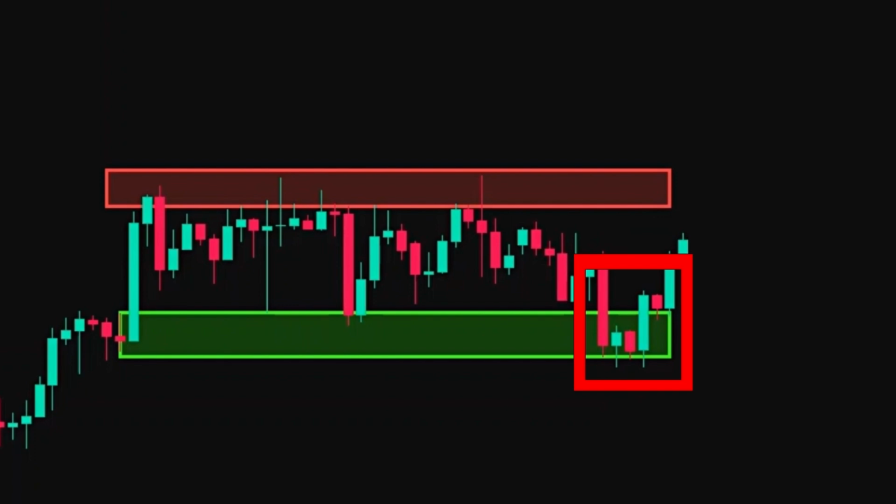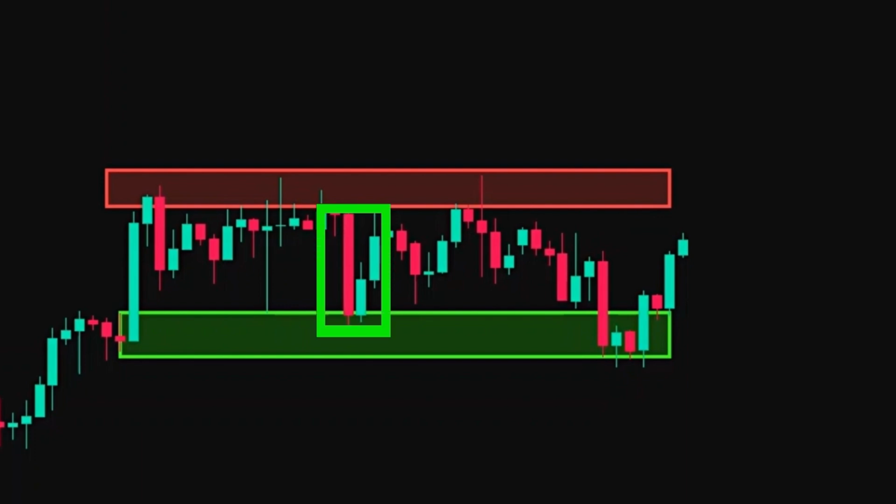This is where most traders get confused, and for good reason. Why? Because this could be a fake breakout, and the market might simply continue moving sideways within the range. In fact, we've seen this happen before. Look at this earlier bearish break. After this break, the price re-entered the range.